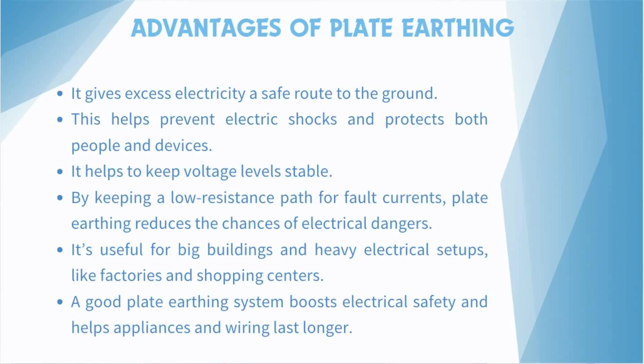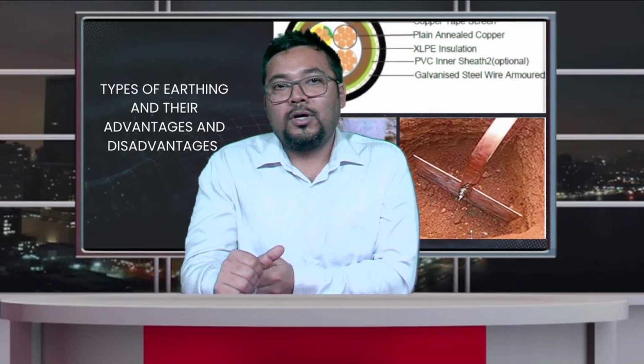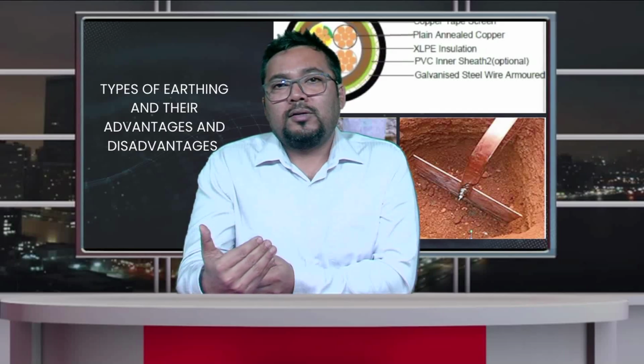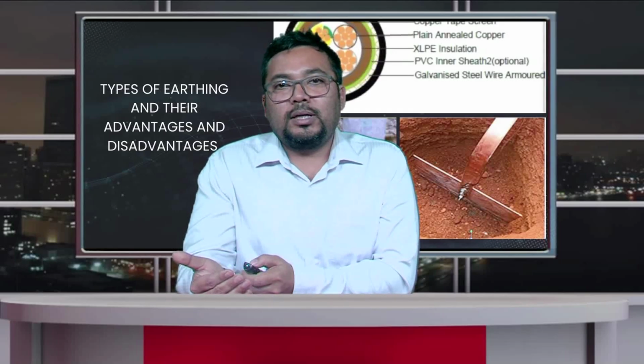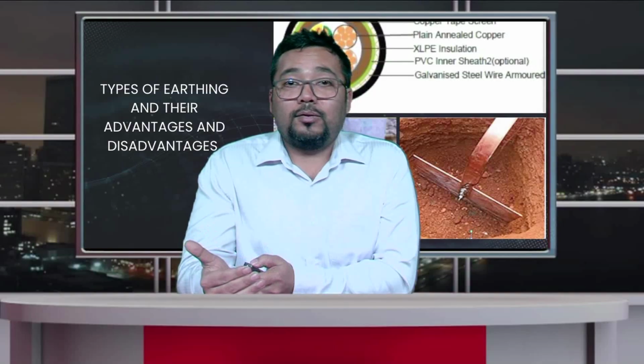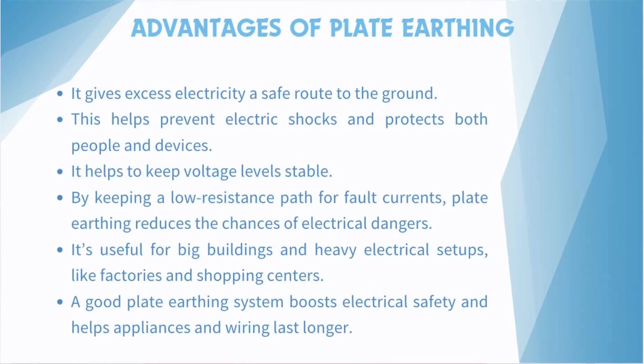Plus, it helps to keep the voltage level stable at home. This is important because a sudden jump in electricity can damage appliances. So by keeping a low resistance path for fault current, the plate earthing system reduces the chances of electrical damage.